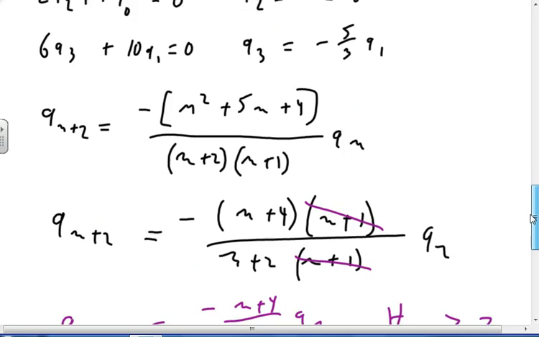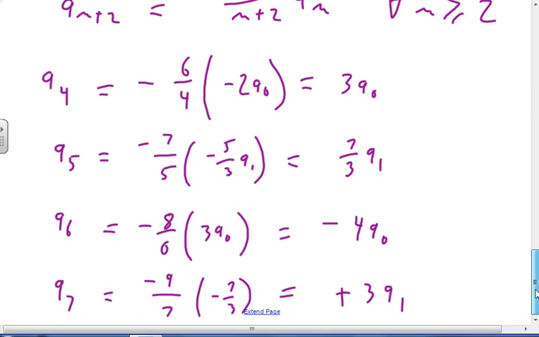2 and 3 are negative. 4 and 5 are positive. This is positive. That guy's negative.